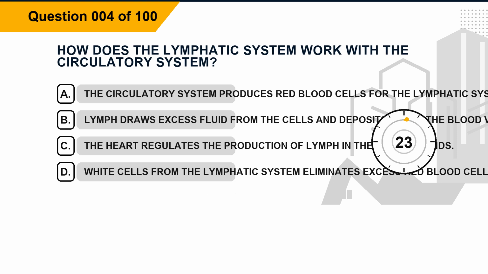Question 4. How does the lymphatic system work with the circulatory system? Option A. The circulatory system produces red blood cells for the lymphatic system. Option B. Lymph draws excess fluid from the cells and deposits it into the blood vessels. Option C. The heart regulates the production of lymph in the lymph glands. Option D. White cells from the lymphatic system eliminate excess red blood cells.